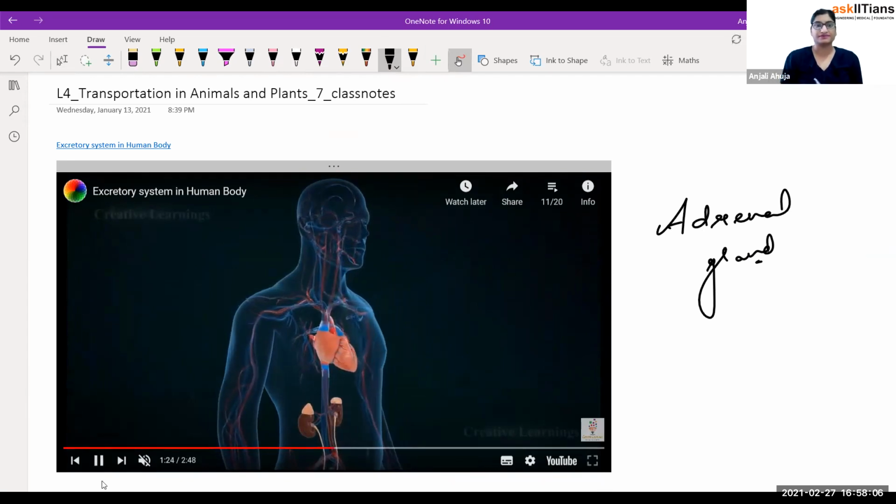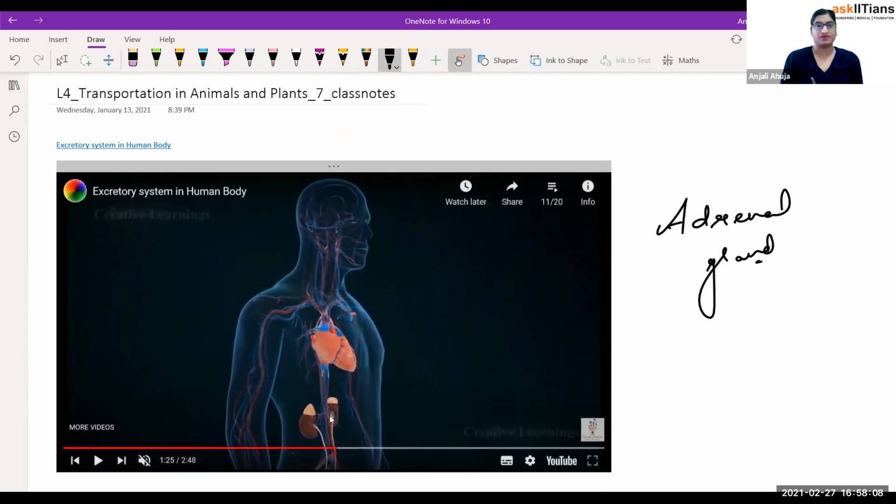So this is, hold on, this is the right kidney. This is the left kidney. The left kidney is slightly higher and the right is slightly lower, so as to accommodate the liver. I told you this in the last part also.